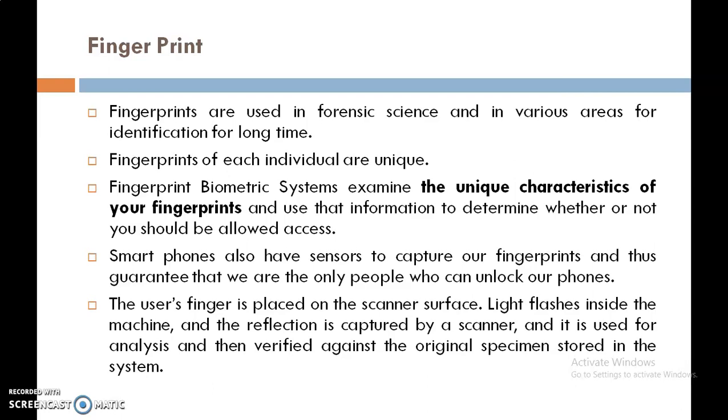Nowadays, various smartphones also have sensors to capture fingerprints, thus guaranteeing that we are the only people who can unlock our phones. The user's fingerprint is placed on the scanner surface, then a light flashes inside the machine and the reflection is captured by the scanner, used for analysis, and then verified against the original specimen stored in the system. In this way, the procedure for the fingerprint is carried out and verified.